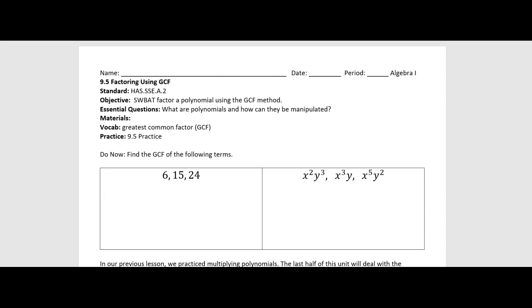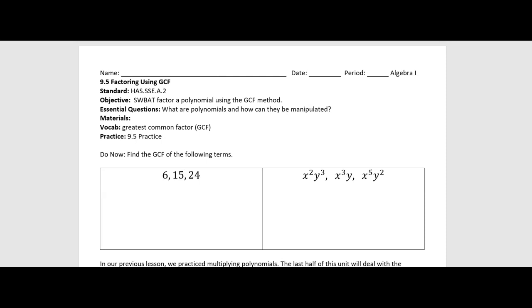Throughout this unit, up until this point, we focused on adding, subtracting, and multiplying polynomials. Today, we're going to talk about the reverse process of multiplying, and that is factoring. There are many different types of factoring, so we're going to spend a couple lessons on it. Today, though, we're going to talk about factoring using the GCF method, and we'll talk about what those letters stand for in a minute. For our do now, it says find the GCF of the following terms.